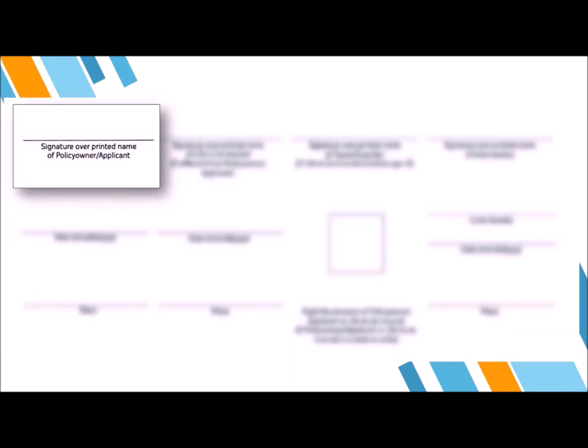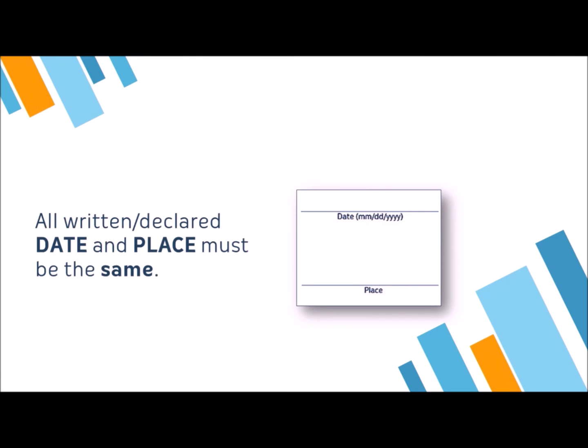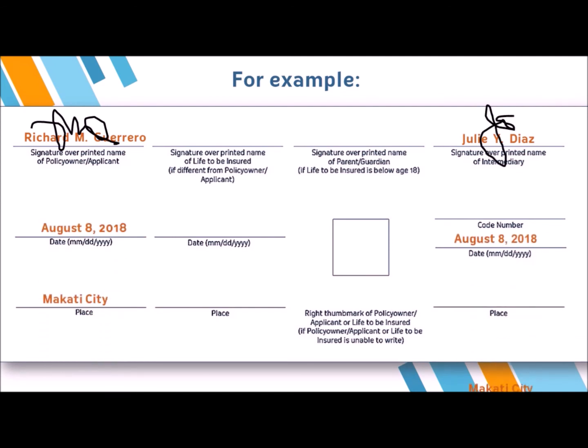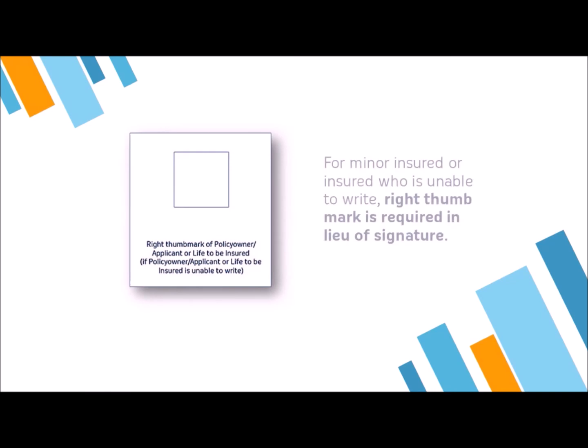Before affixing the signature, make sure that the complete name has been written. All declared date and place of signature must be identical for all signatories. For example, for a minor insured or insured who is unable to write, right thumb mark is required in lieu of signature.